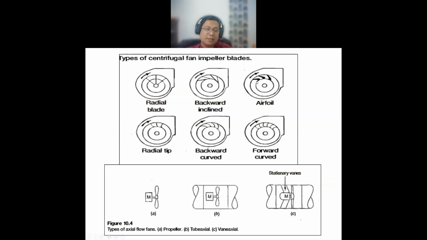Okay, now we can see why the centrifugal fan is different from the axial flow type of fan. So we have six types here in the centrifugal. You can see the first, the radial blade. Yeah, this one is the blade.